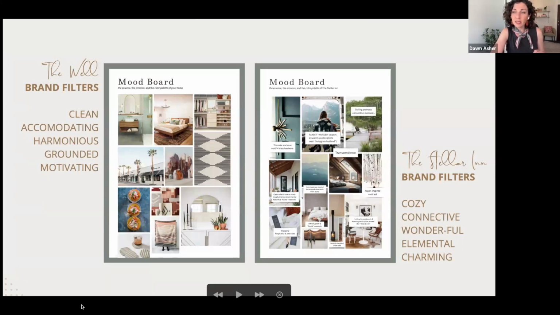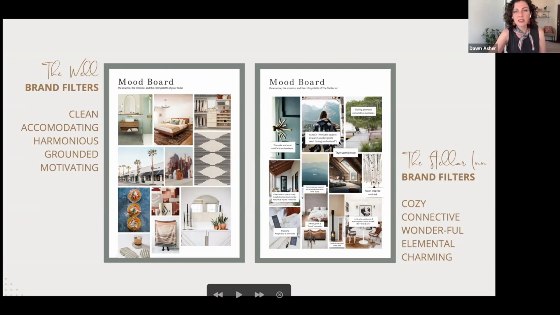And then the Stellar Inn is an old inn, like a motel, where the owners are flipping and building out individual units that are being rented as short-term rentals. So their brand filters are cozy, connective, wonderful, elemental, and charming.